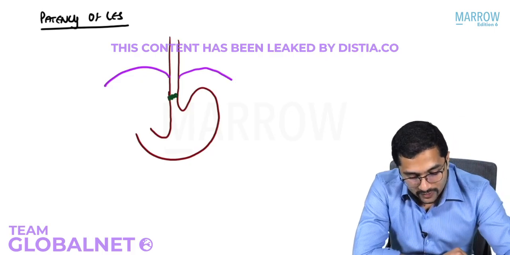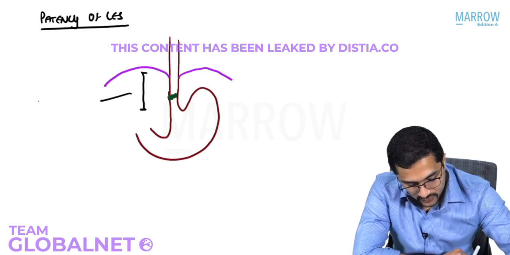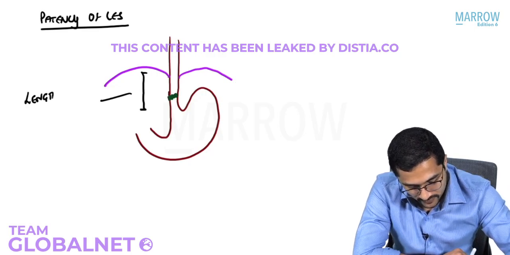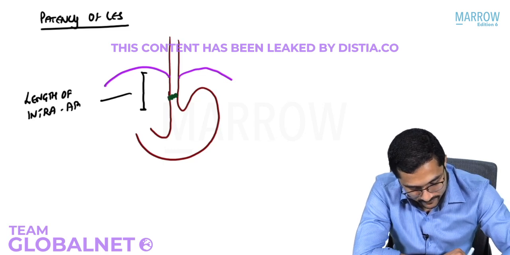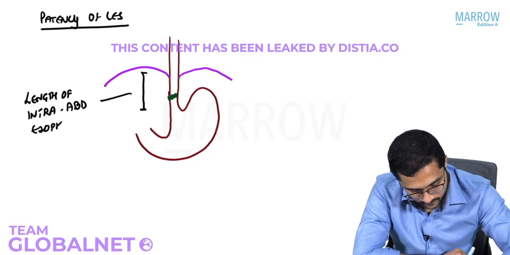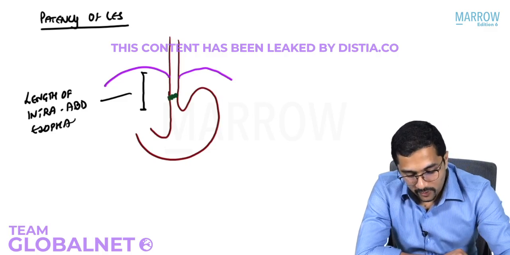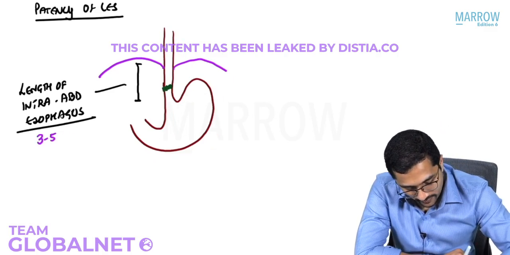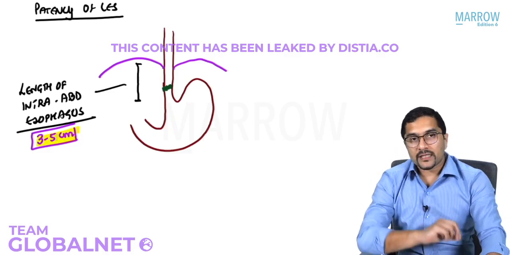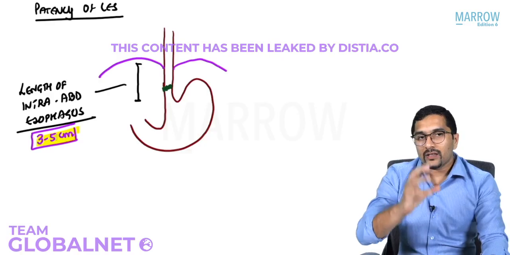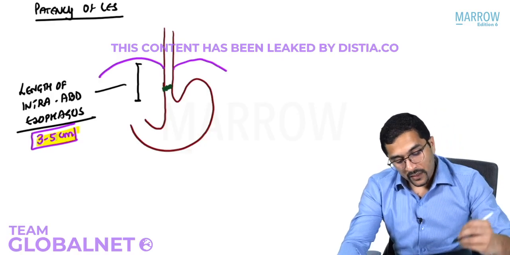So factor number one, which is responsible for maintaining the patency of the lower esophageal sphincter, is the length of the intra-abdominal esophagus. The length of this intra-abdominal esophagus is 3 to 5 centimeters. That is the length which helps in keeping the lower esophageal sphincter in the abdominal cavity, right?